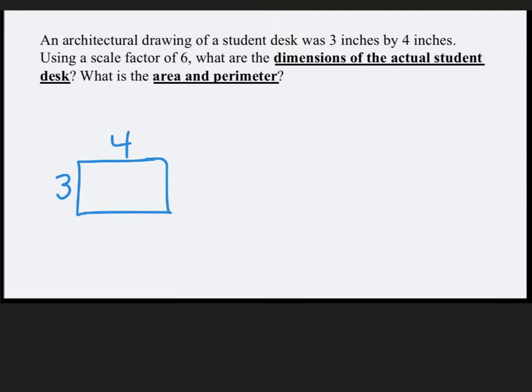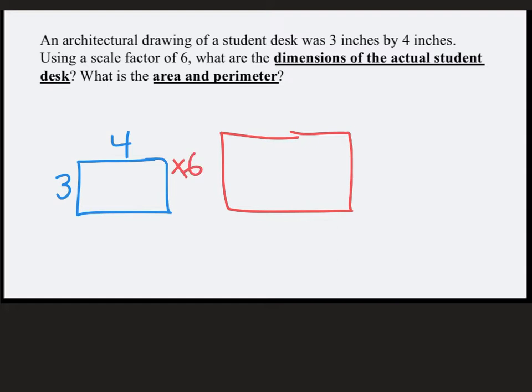What is the perimeter? So they're saying that the drawing was 3 by 4, but using a scale factor, we can figure out the actual size of the desk. So my bigger real life model of a desk is going up times 6.